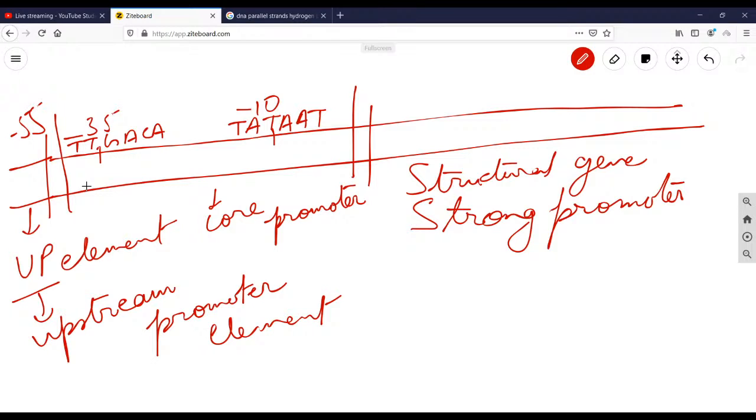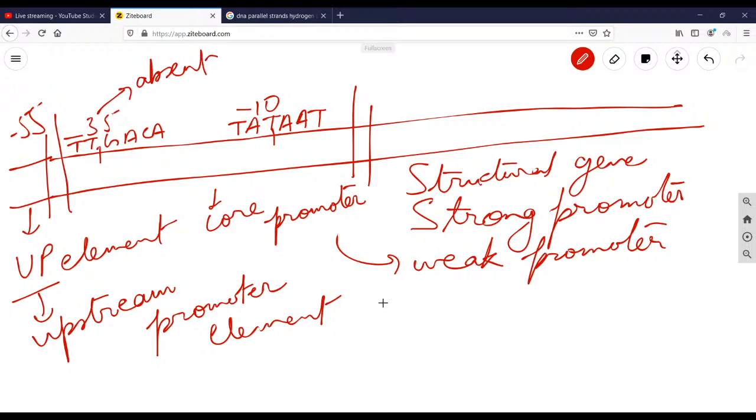And if you have the upstream promoter element along with both the consensus sequences of the core promoter, the entire promoter region becomes a very strong promoter. If this minus 55 is missing, like in the lac operon, which I will be teaching you, the promoter doesn't contain the upstream promoter element, only minus 35 and minus 10. If only the core promoter is present, then it is known as a weak promoter. In a weaker promoter, sometimes this sequence is also absent and this minus 10 is extended. Those are known as minus 10 extended promoters.